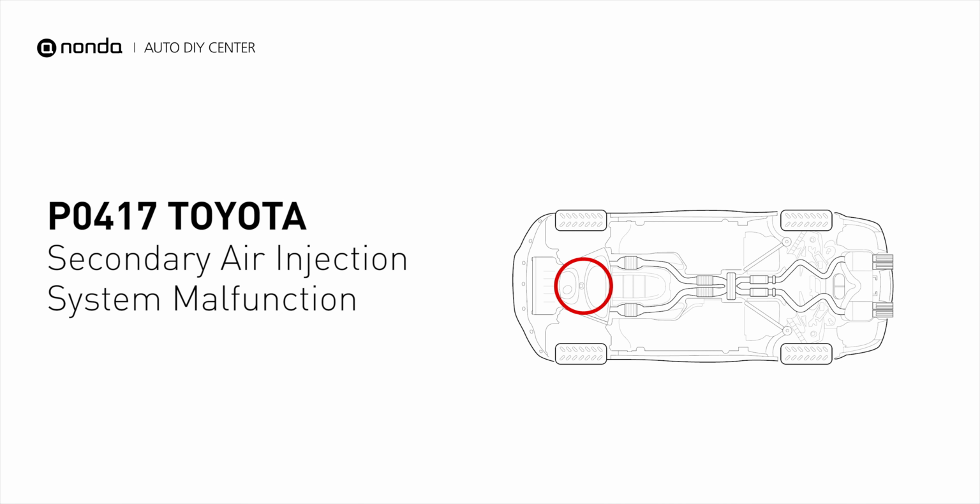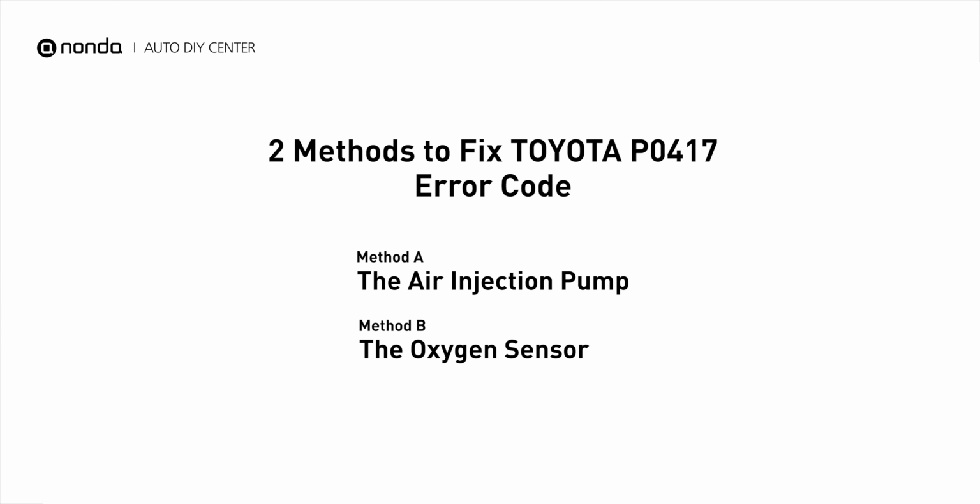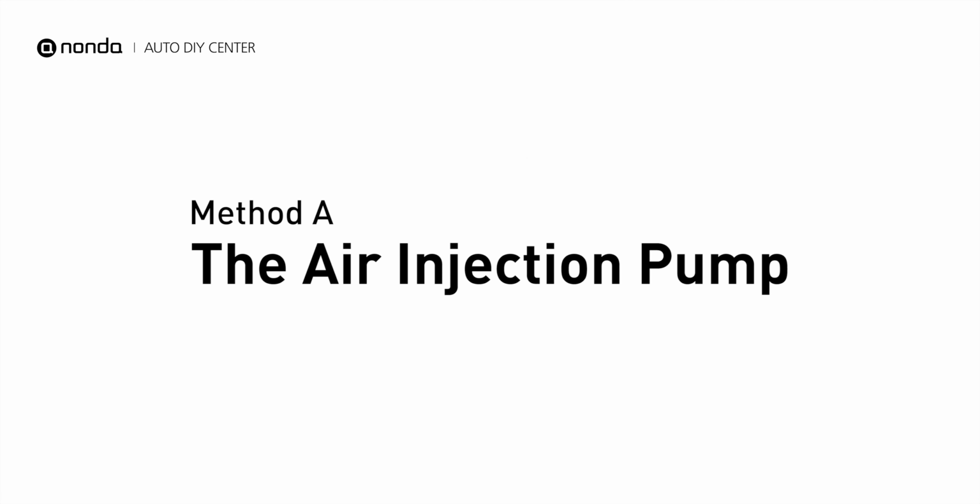It indicates that the engine control module detected the engine oxygen sensor did not detect an increase in the oxygen level in the exhaust when the air injection system was commanded on during an active test. Here are 2 of the most practical solutions to fix Toyota's P0417 error code. Method A, the air injection pump.